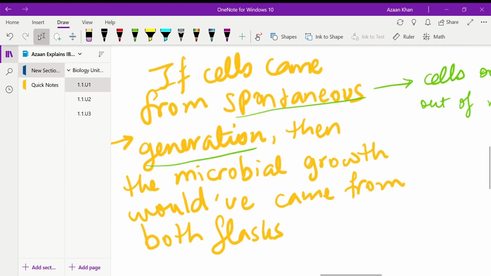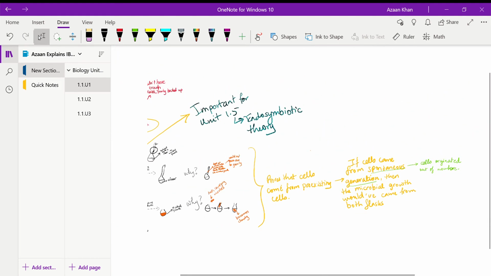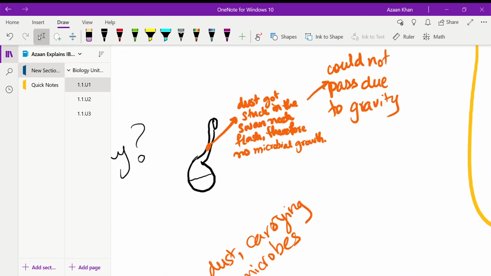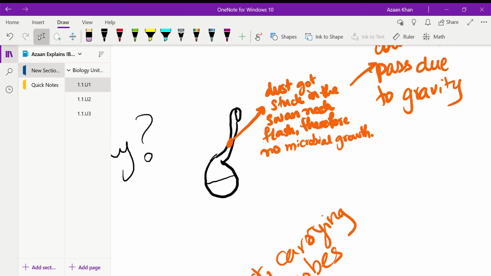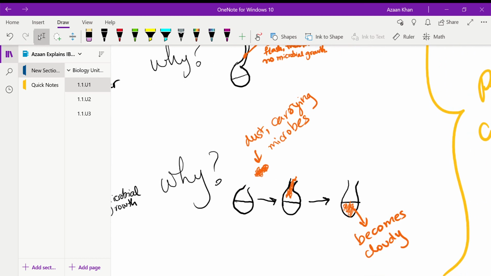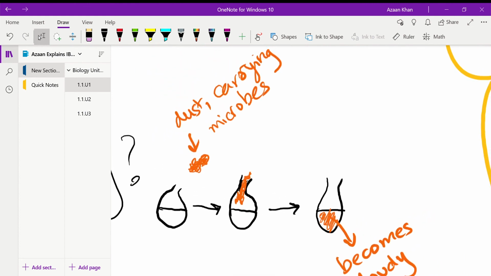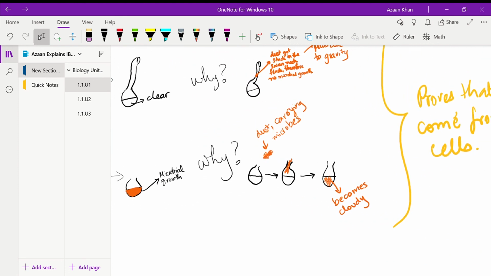So here it says that if cells came from spontaneous generation, then the microbial growth would have come from both flasks. This flask which stayed clear would have also turned cloudy. Because if it truly came from spontaneous generation, then the cells would have also been able to generate themselves through the microbial conditions which are favorable for growth. But they didn't. Instead, it only occurred when dust entered into the solution, which contained pre-existing microbes, and became cloudy, hence showing that cells can only have come from pre-existing cells.